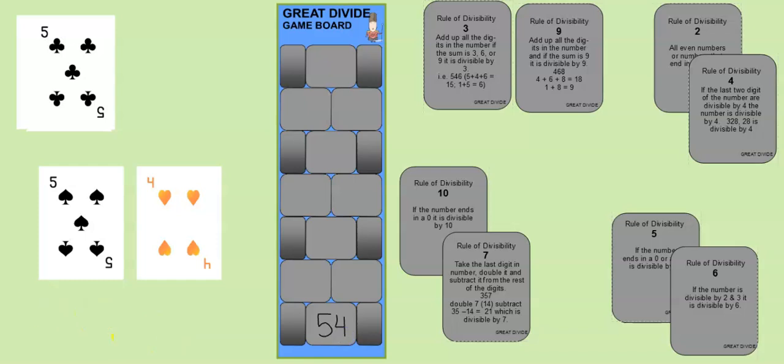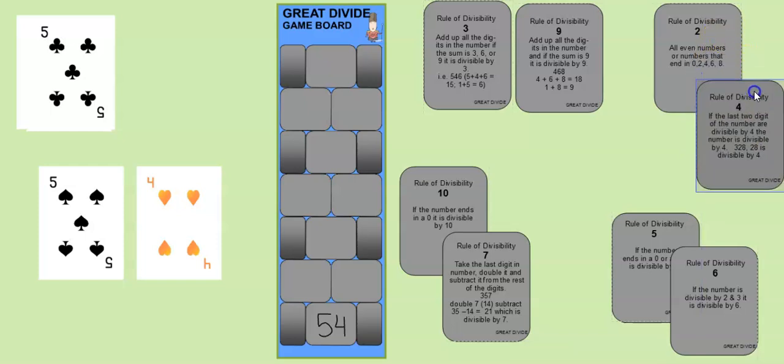Another student might find on their card that their rules apply. So for example, the rule of divisibility of 2 is all even numbers, or numbers that end in 0, 2, 4, 6, and 8 are divisible by 2. Well, this ends at a 4, so that player can write on their card 54 as well, because they have a card that applies.